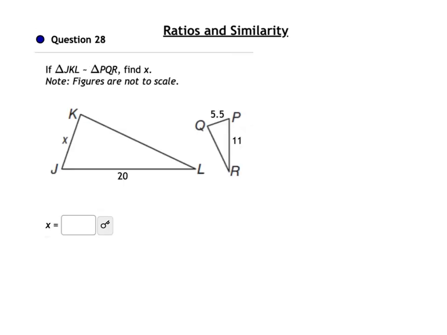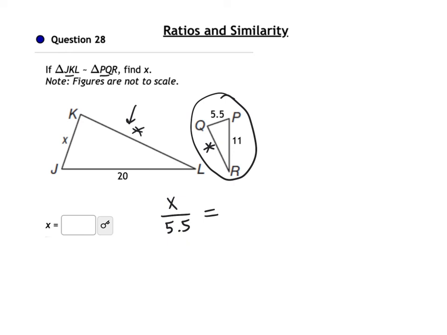This one's a little tricky in that the second triangle is actually flipped over from the first triangle. You could probably guess which sides correspond. What they should have done in this question is also put a number right here and right here, and then students would have made mistakes, but they didn't, so that made it easier. But just notice that JK, the first two points, corresponds with PQ, the first two points in the other triangle. JK, which is x, corresponds to PQ, which is 5.5.